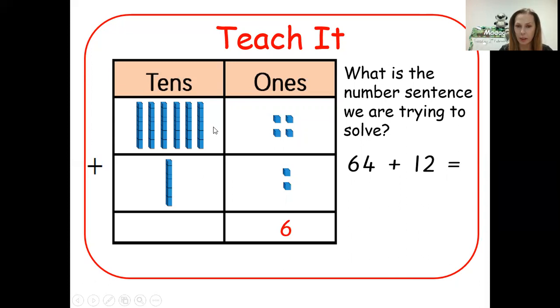Okay, how many tens have I got? I know there are 6 tens there in 64. So I've got 6, add 1 more 10 is 7 tens. So altogether, 7 tens and 6 ones makes 76. Okay, so 64 add 12 equals 76 altogether.